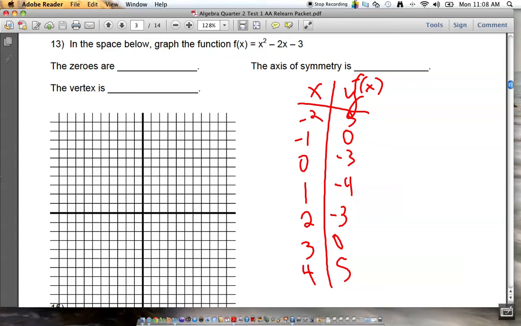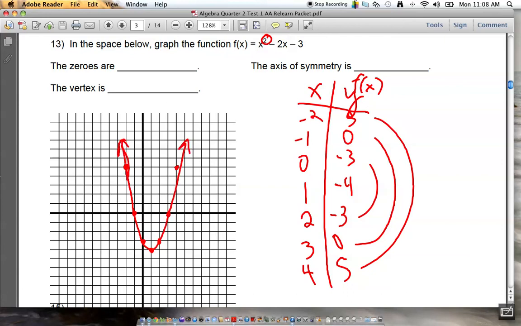And then I plot the points. -2, 5; -1, 0; 0, -3; 1, -4; and then 3, 0; and 4, 5. We're always looking for that symmetry. When we graph a parabola, it's a parabola because the highest exponent is squared.